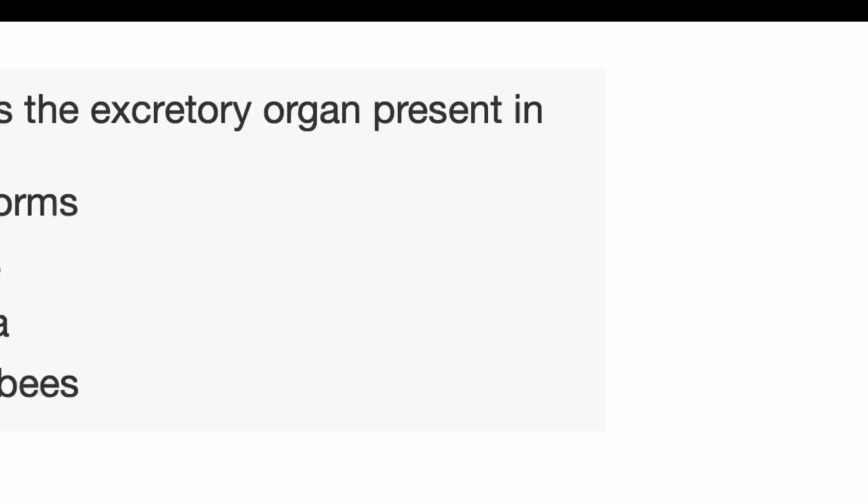Nephridia is the excretory organ present in dashed. Option A, earthworms. Option B, prawns. Option C, planaria. Option D, honeybees. Now, what are nephridia and which organism has nephridia? Is it earthworm, prawns, planaria, or honeybees? Let us take a minute and reach at the correct answer.